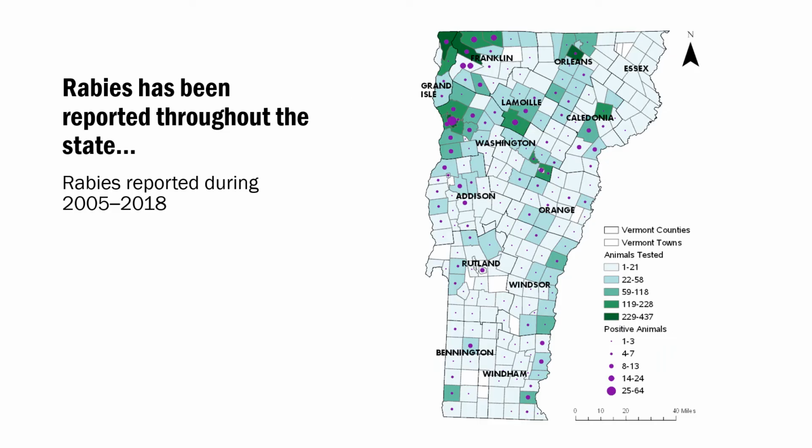Geographically, rabies has been found throughout the state. The towns on this map shaded in green show the number of total animals submitted for testing during 2005 through 2018, and the highest number of submissions are in darkest green. The purple dots show only those animals from that town that were positive. So a lot of testing occurs in higher population density areas such as Burlington and surrounding Chittenden County, and in the northern part of the state, largely due to enhanced rabies surveillance done by USDA Wildlife Services.